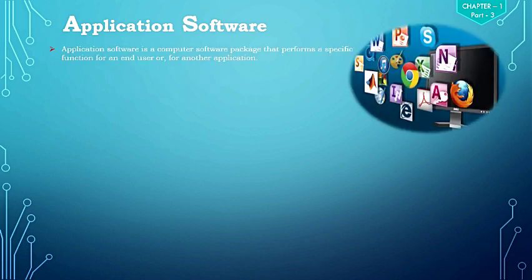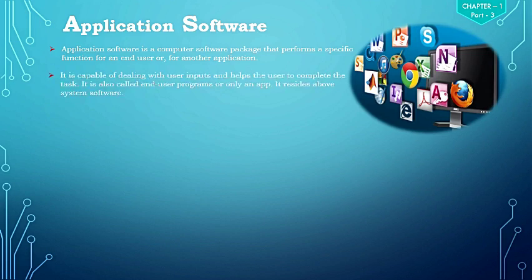Application software is a computer software package that performs a specific function for the end users or for another application. It is capable of dealing with the user input and helps the user to complete the task. It is also called end user programs, or just an app for mobile phones. It resides above the system software.